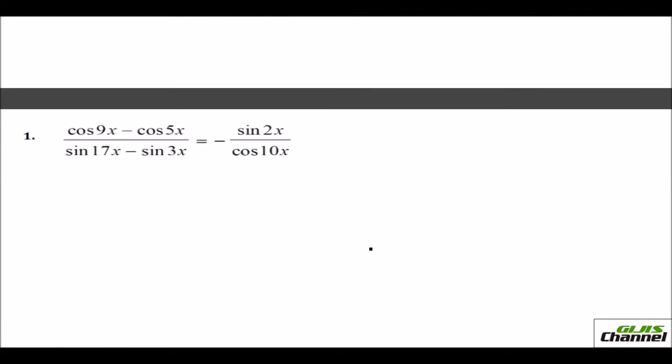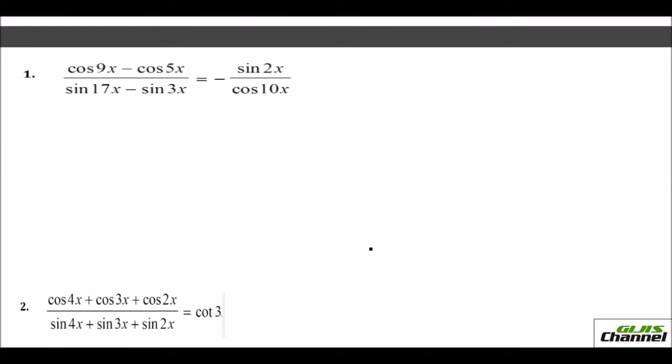Okay. So I have taken a question: it is given (cos 9x minus cos 5x) over (sine 17x minus sine 3x) is equal to minus sine 2x over cos 10x. You need to prove this. Okay. Let us see how to do this.